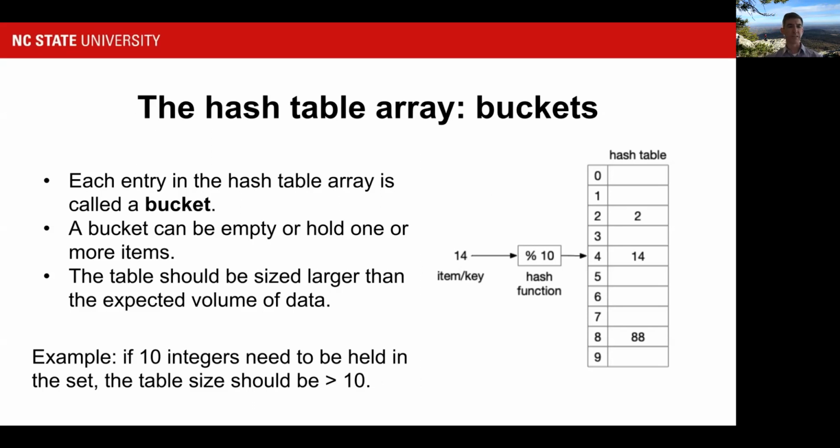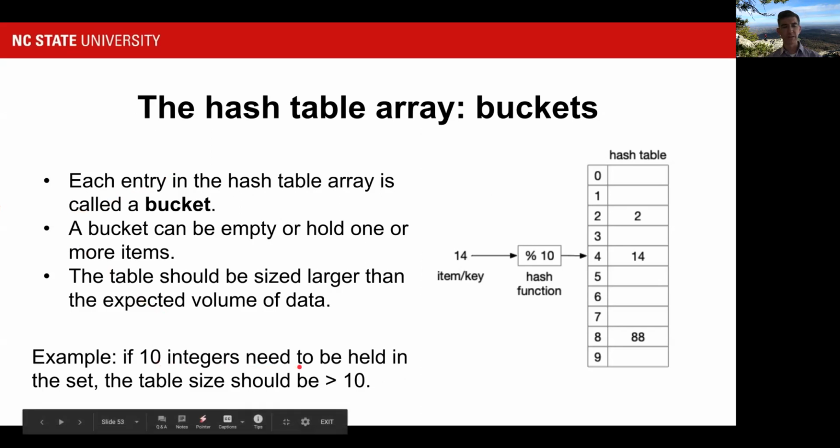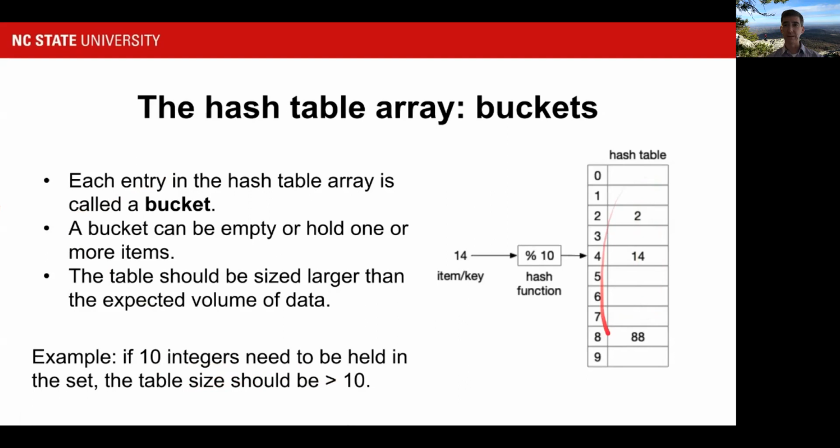So for example, if we expect our hash table is going to hold 10 integers, then we would need this table to have at least length 10. In fact, we probably want to have at least length 20. Roughly double the number of entries is usually a rough back of the envelope guess for how big you want your array to be. Roughly double, maybe more.